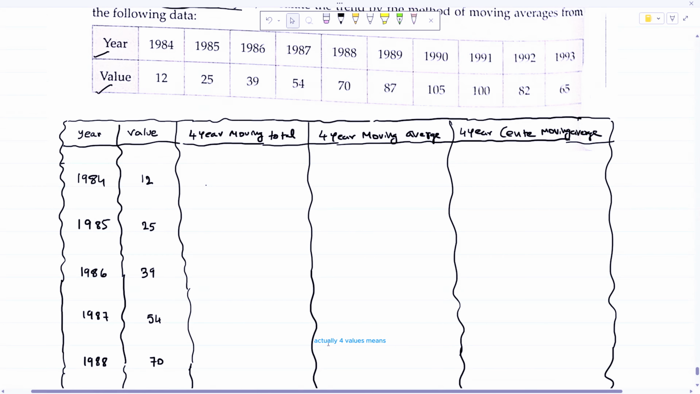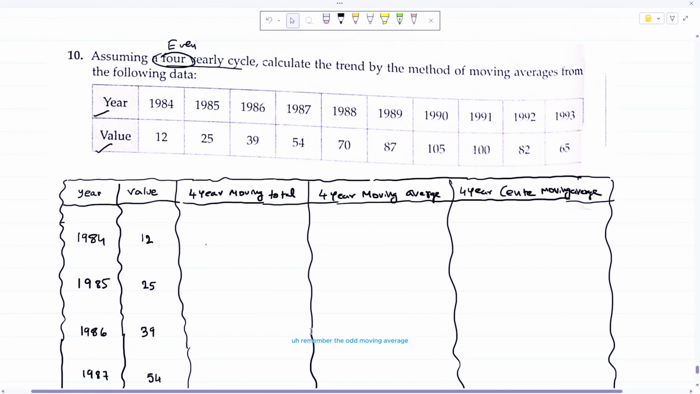Actually, 4 values means remember the odd moving average. In odd moving average, what are we doing? We are identifying the center value, and there we are writing the total value and then its average by dividing with 3 for 3 years moving average, dividing the total with 5 for 5 years moving average. 7 they are not asking yet. Mostly 3, 5, and of course 4 sometimes, rarely 6. So the center value is required here.